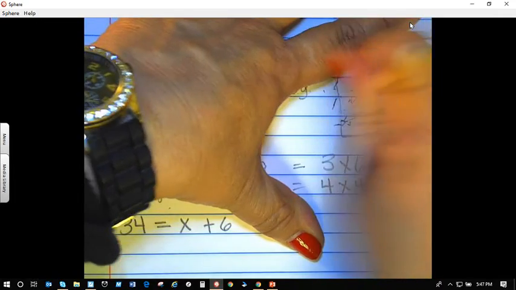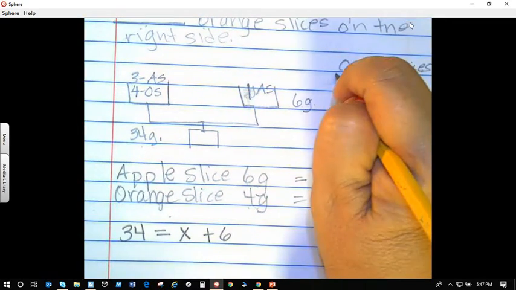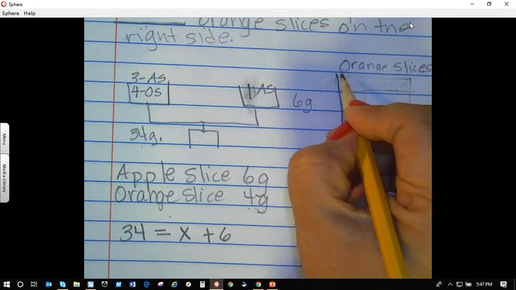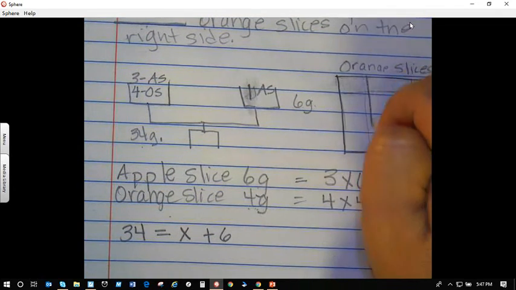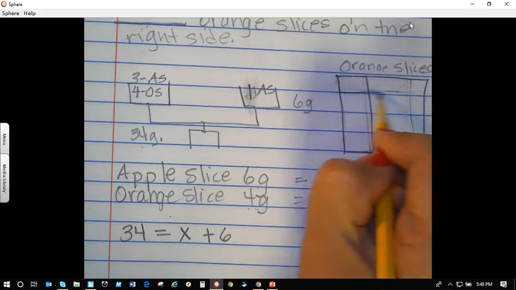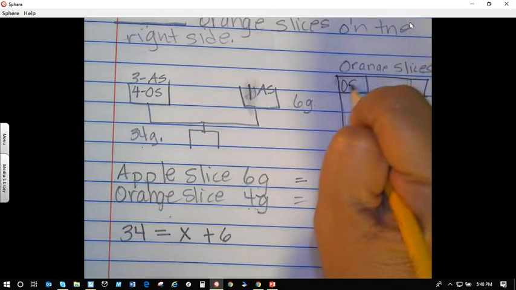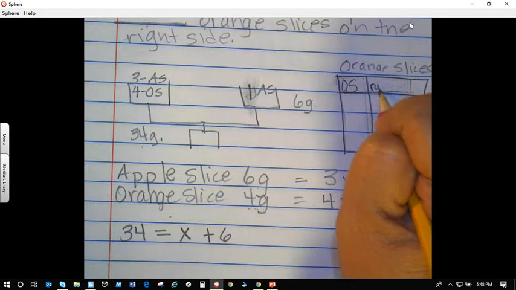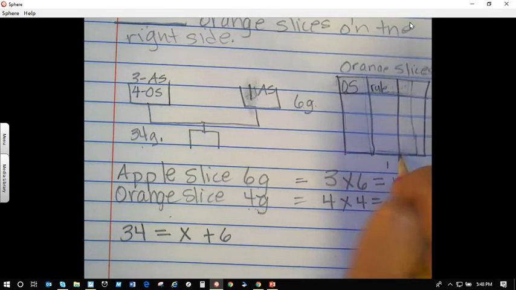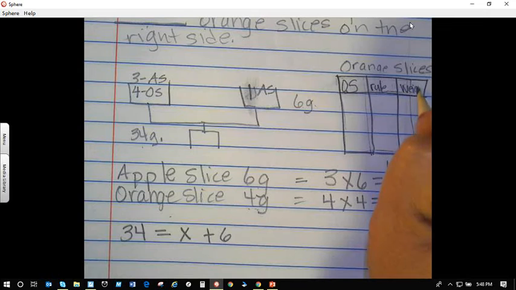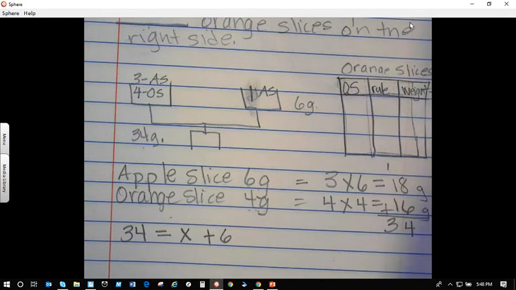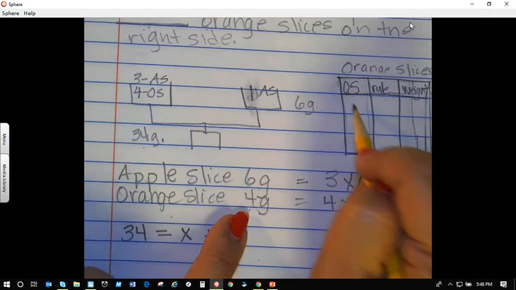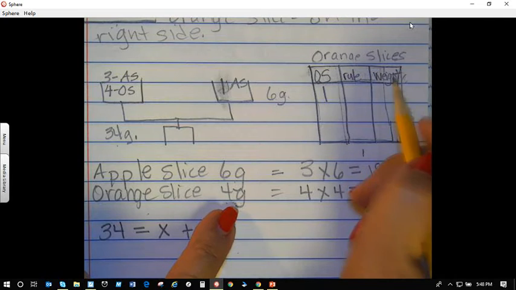Okay, I need to erase this part. So let me draw it out like this. Because I want you to be able to put the rule on your table. This one here is going to be, I'm going to put OS for orange slices. This is my rule. This is the weight. Okay? I kind of went in on that part. Alright. So for 1 orange slice, it's 4 grams.